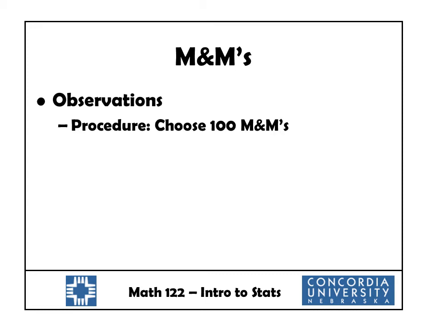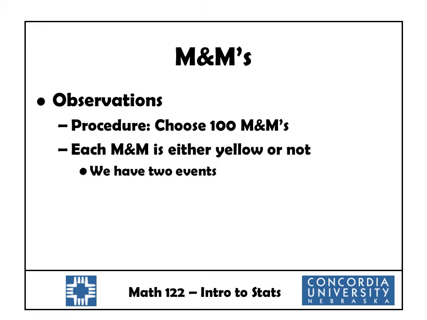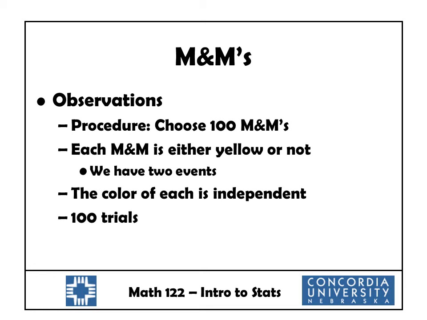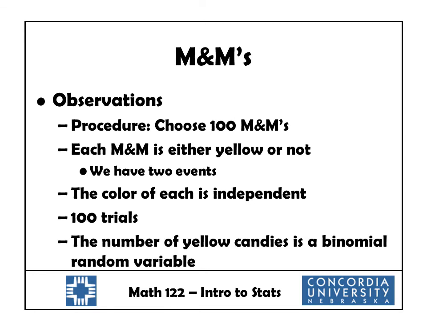Well, before we start doing calculations, let's make a couple of observations. First, we have a procedure here where we choose 100 M&Ms. And this is a procedure because we don't know what we're going to get until we actually do it. Each M&M is either yellow or not, so we have two events. The color of each is independent because the color of one has no effect on the color of another. We have 100 trials because we're choosing 100 individual M&Ms. And so the number of yellow candies in such groups of 100 is a binomial random variable.